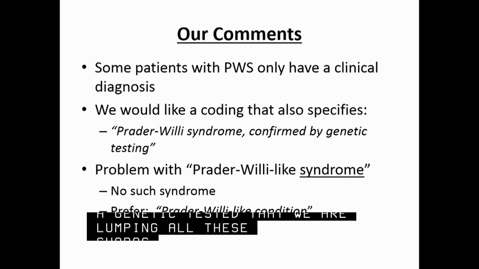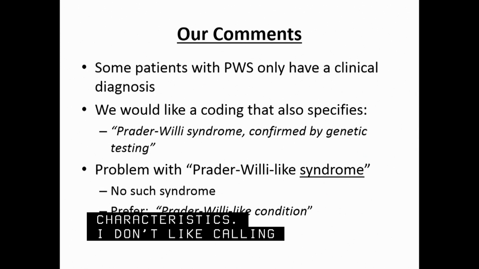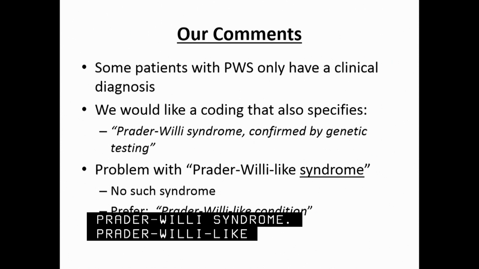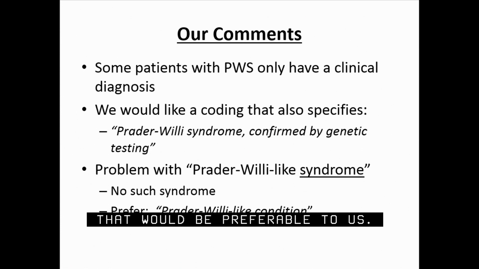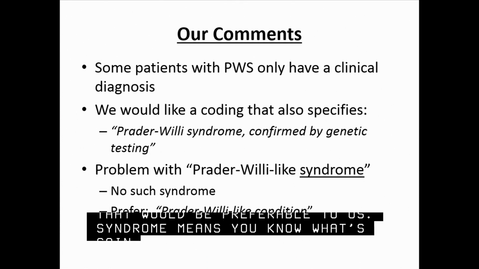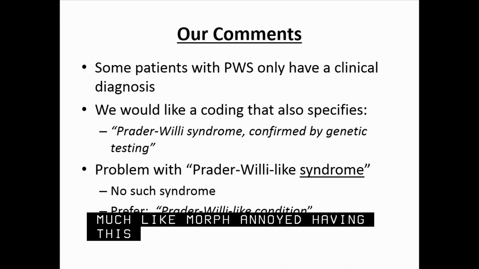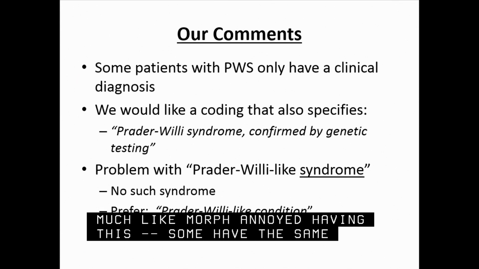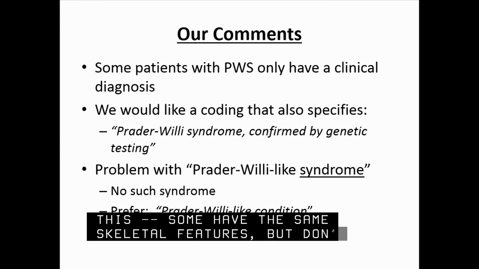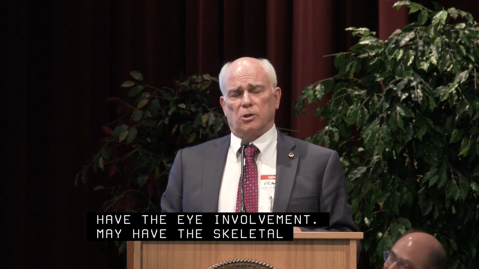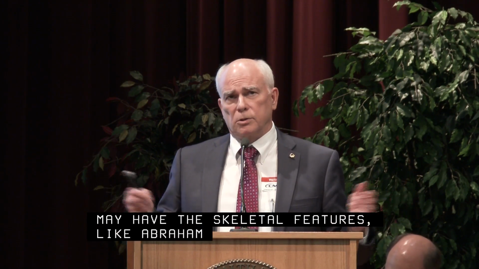Prader-Willi-like condition, Prader-Willi-like phenotype, that would be preferable to us because syndrome implies you know what's going on and it's a specific entity, not a heterogeneous group. Much like I use the term Marfanoid habitus. So there's patients with Marfan, but there's others that have the same skeletal features but don't have the eye involvement or the aortic root dilatation. They don't have Marfan syndrome, but they have the Marfanoid skeletal features, kind of like Abraham Lincoln or someone with Fragile X and Ehlers-Danlos, for instance.